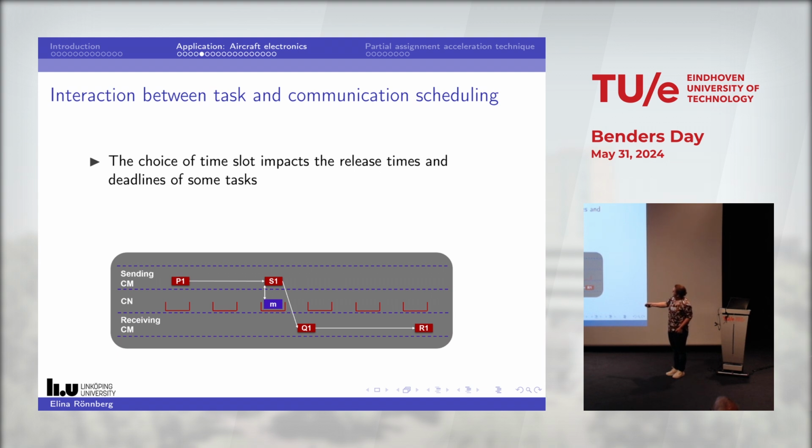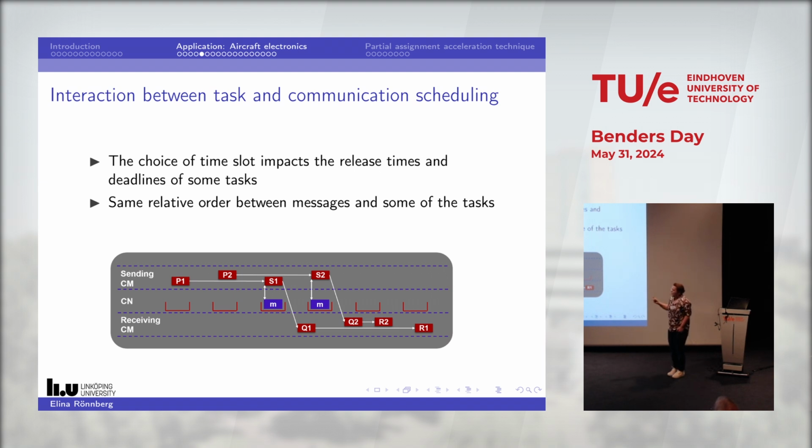If I put a message here, that means I will have some restrictions on the release times and deadlines of these tasks. That's one thing that happens. Also, if we look at an example with two messages, the order of the messages will also give additional restrictions on the order of these tasks. If I put the message here, then I know this task must happen before that one. For these ones, it doesn't matter, but for these ones it does. And the queuing part here also has to be made in the same order. Those are simply technical restrictions on the electronics.